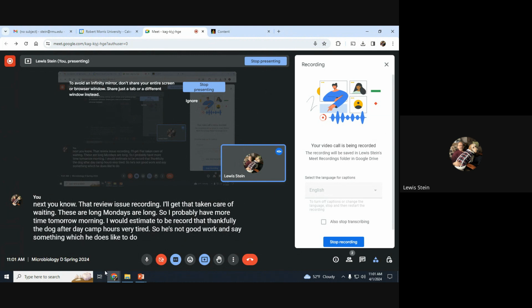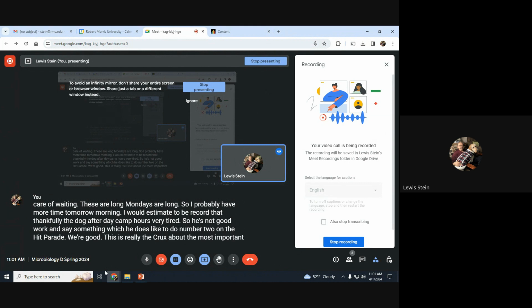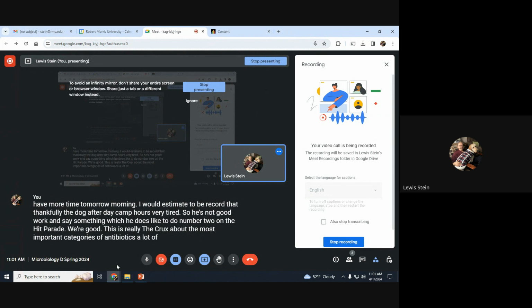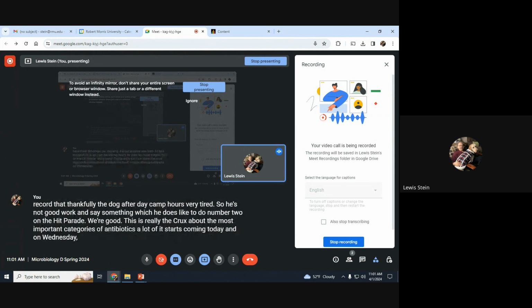Number two on the hit parade, we're going. This is really the crux about the most important categories of antibiotics. A lot of it starts coming today and on Wednesday. So that's really the important part.